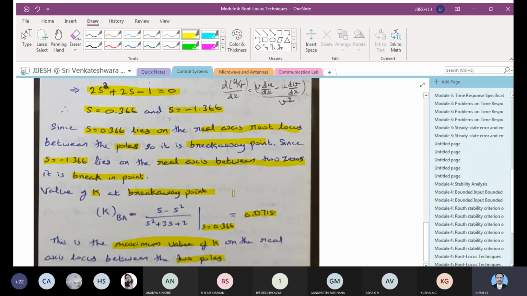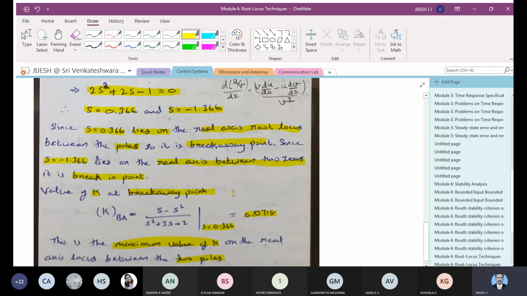We have understood many steps till date. We have seen how to find the poles, how to draw the branches, how the asymptotes are plotted, how to find the centroid, and how to find the angle at which the asymptotes are placed. Then we have seen that there is a symmetry in the root locus, and we have also started understanding the breakaway point and break-in point.